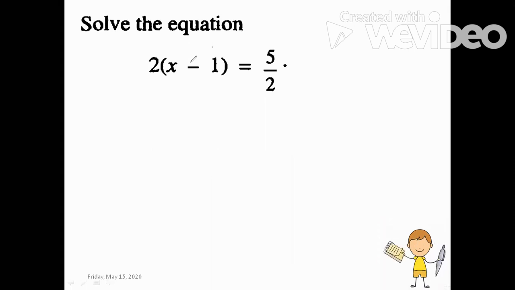Another equation. Now, there are many approaches to these questions. I guess I'm just going to go with my favorite approach.